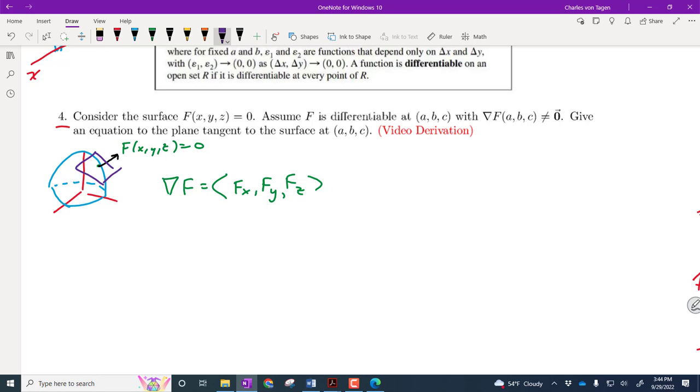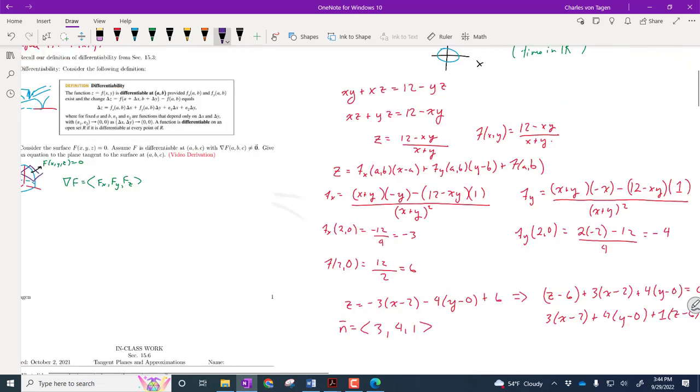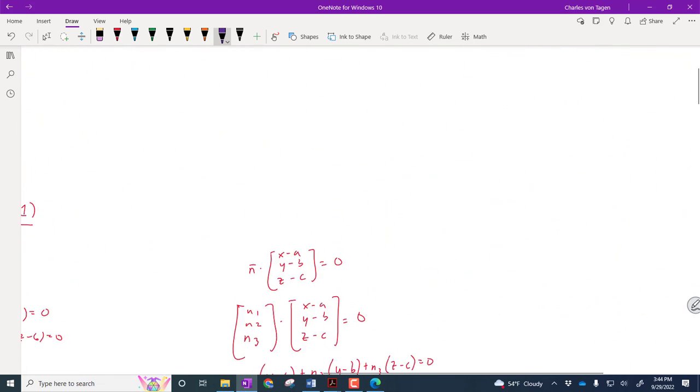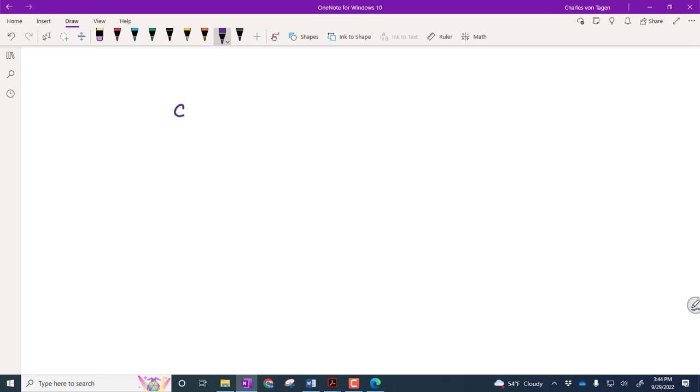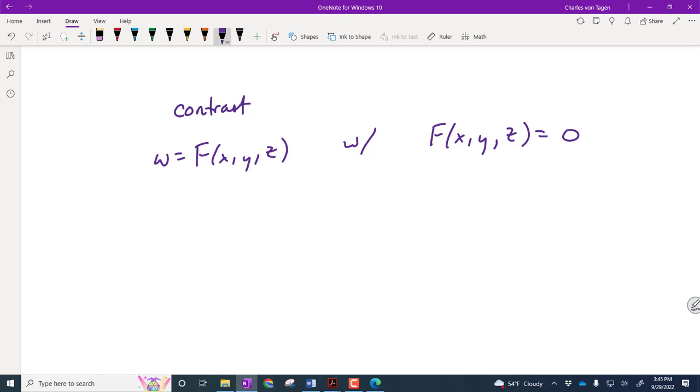Haley: When you cover up the f of x, y, z equals 0, what are you covering? Oh, I'm sorry. So what I'm asking you to do here, let me just go over somewhere off the side, is contrast W equals f of x, y, z with f of x, y, z equals 0. Or you could say W equals 0. It's the same thing. Okay?